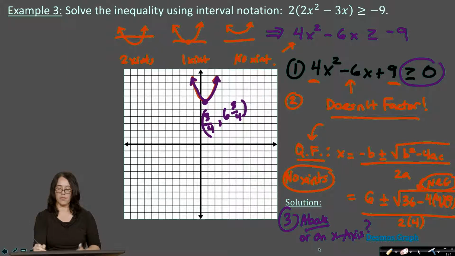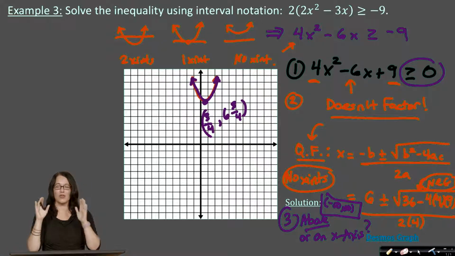When are you on it? Never, but it's an or situation. Are you ever above it or on it? Well, yes, we're always above it. We're never on it. So the solution would be all inputs would make it above the x-axis, would give you positive outputs. So the solution is negative infinity to infinity. So if that was what you were thinking, probably not. You were probably a little confused. But if that was what you were thinking, you would have been correct.